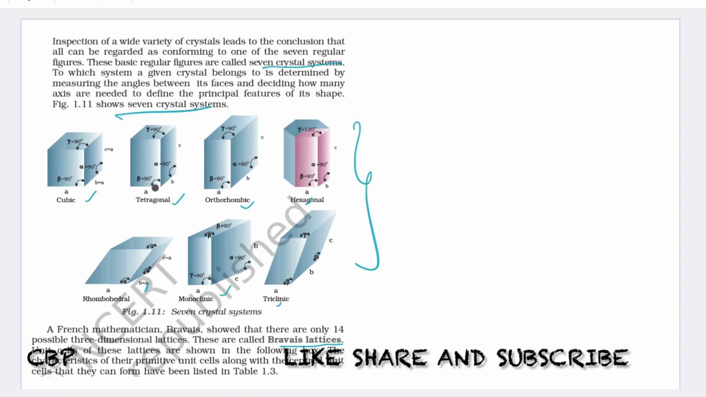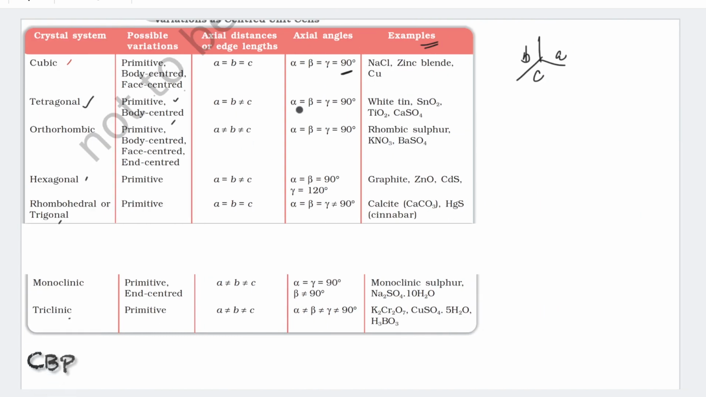This is tetragonal, and this A equals B, but these are not equal to C, means this C length is different from this A and B, and the angles are 90 degree, 90 degree and 90 degree, means angles are the same. Angles alpha equals beta equals gamma equals 90 degree, and examples are white tin oxide, titanium oxide and calcium sulfate. These are the examples which exist as tetragonal form.